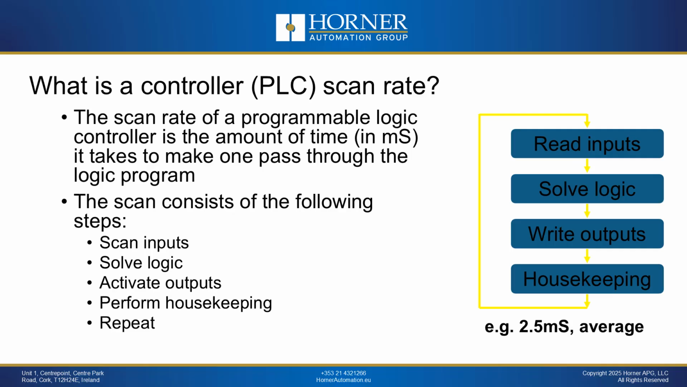What is a scan rate or a controller scan rate? It is the amount of time in milliseconds it takes to make one pass through the logic program, and one pass through the logic program covers several different steps, and we have graphically shown them here on the right. You need to read your inputs. This is what the PLC does, or the OCS all-in-one controller. In the case of most Horner products, the controller reads the inputs, then it solves the user logic, writes outputs that need to be changed, performs some housekeeping, and does it all over and over again. As an example, your scan rate might be about 2.5 milliseconds, for instance.